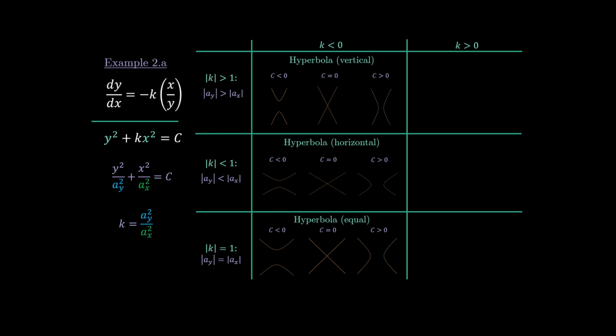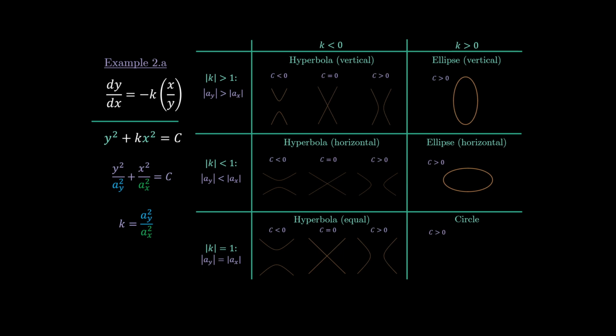Now, for k being positive, we saw that they weren't hyperbolas, but they were in the elliptical class. So for the magnitude of k greater than 1, it's a vertical ellipse when c is greater than 0. And for the magnitude of k less than 1, it was a horizontal ellipse, again only for the case where c is greater than 0. And last but not least, we had a circle when k was 1. So for c greater than 0, we have a circle.